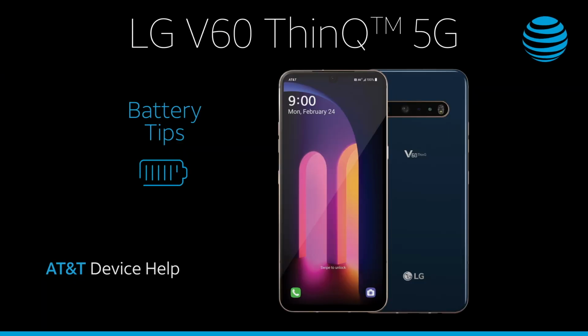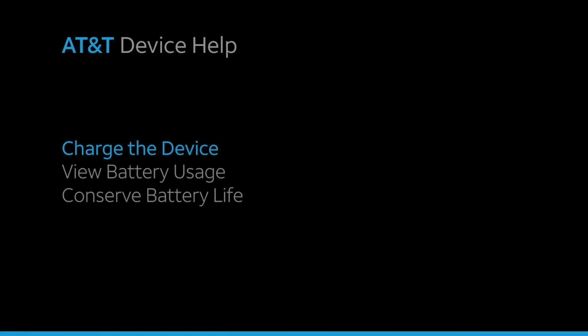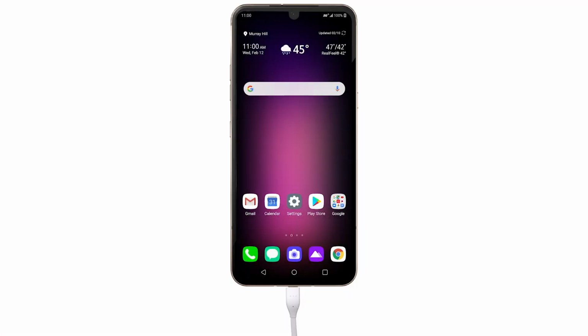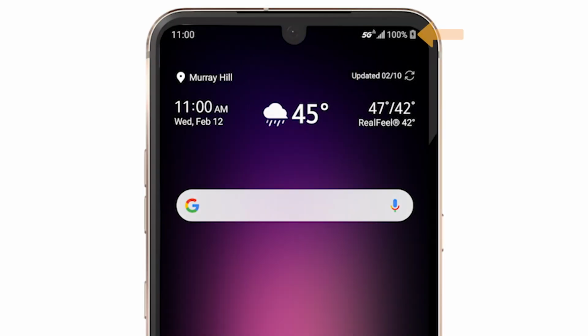Battery tips. Charge the device. Use the original charger to maintain optimal battery performance over the life of the device. The battery comes partially charged. You can use the device while charging. Battery life and charge cycles vary by use and settings. While charging, the charging icon will be displayed in the notification bar.